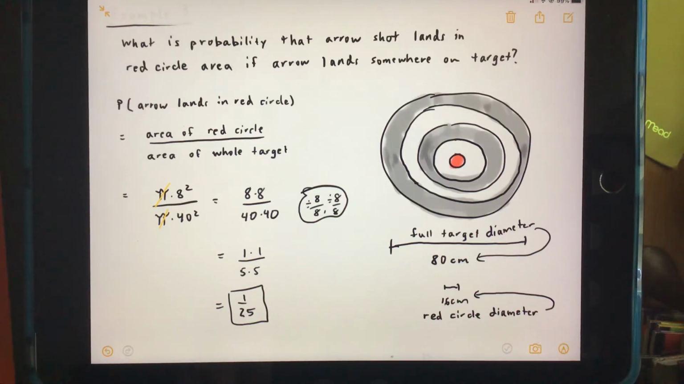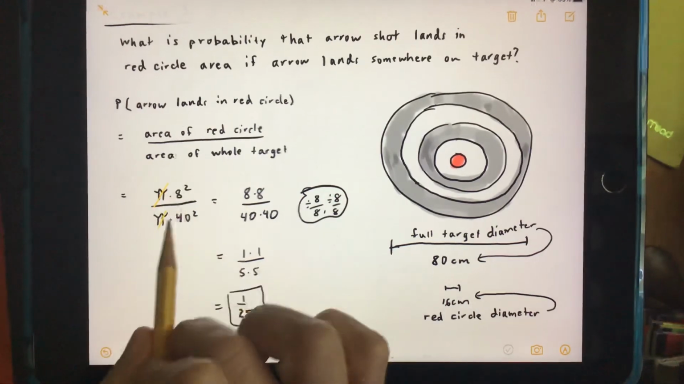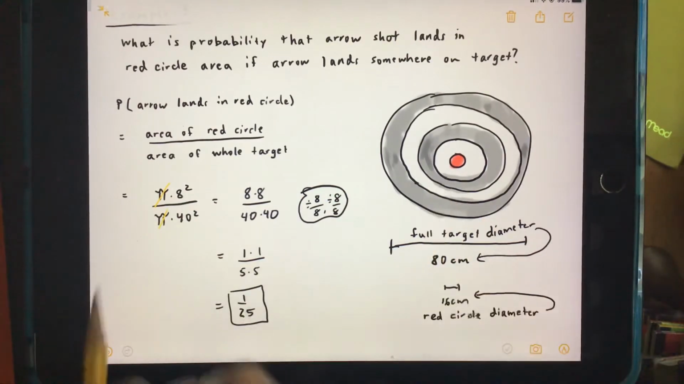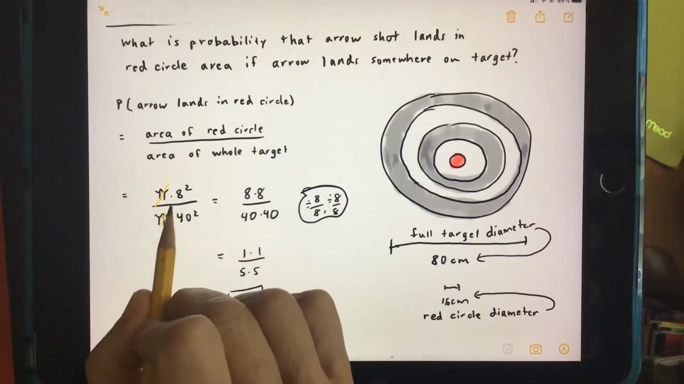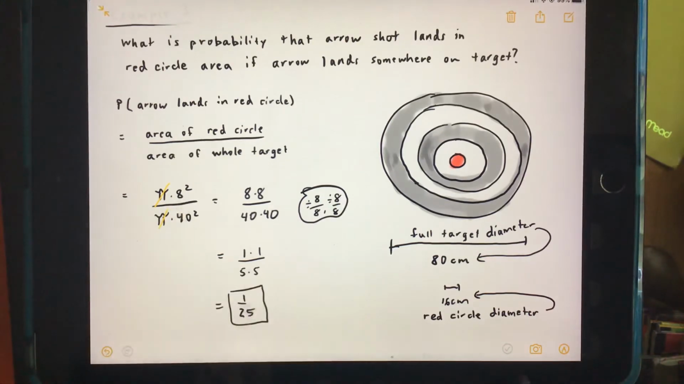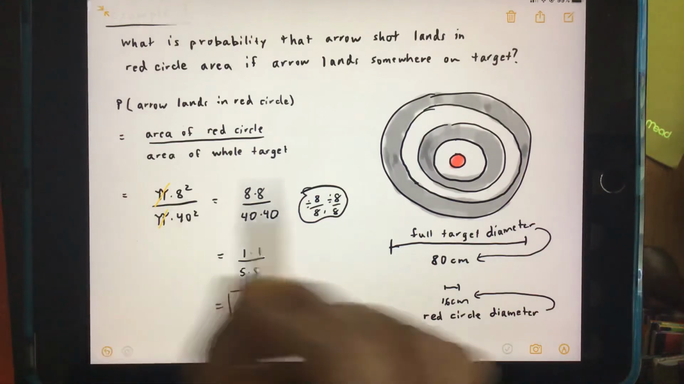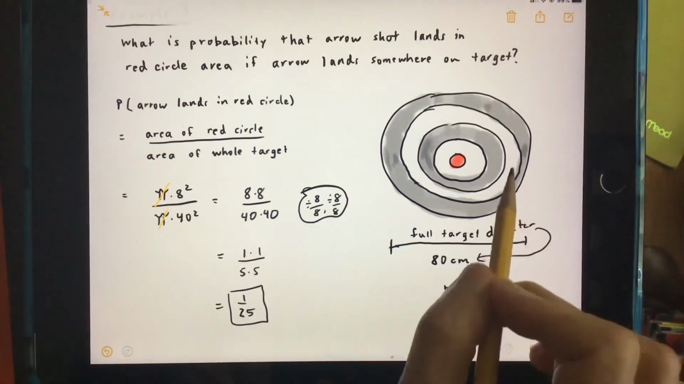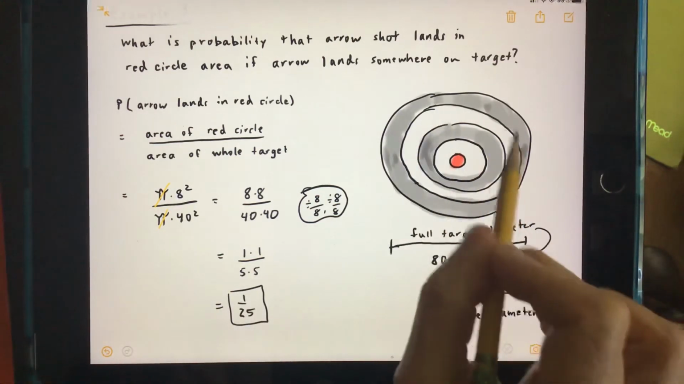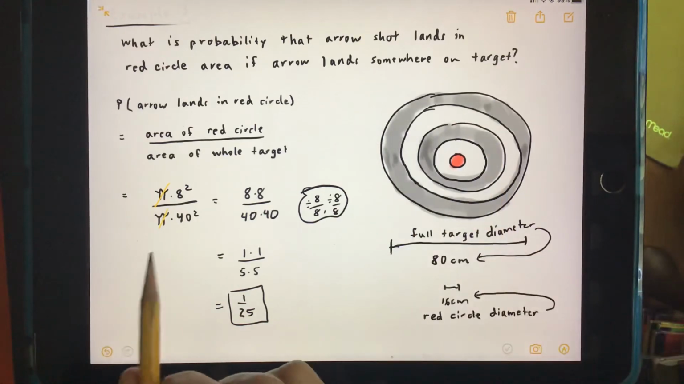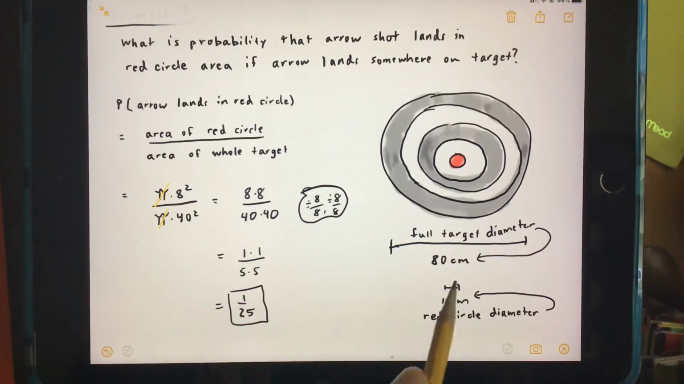So if it's just going to randomly fall someplace on that target, the area of the red circle would be the favorable outcomes, and the area of the red circle will be pi times the radius, 8 squared. Remember, the radius is half the diameter here, so half of 16 is 8, over the total possible outcomes, which is the area of this entire large circle. So that is pi times 40 squared, because the radius is 40. That's half of that diameter, 80.